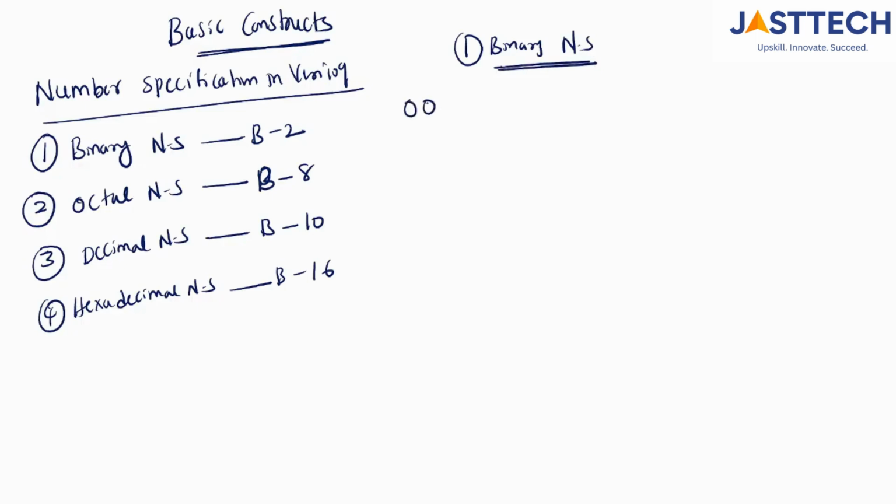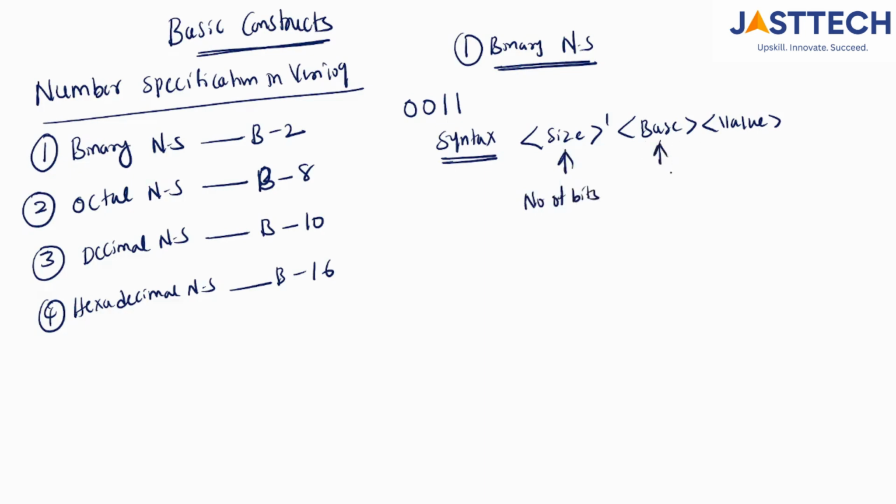Suppose if I want to represent 0011, the syntax will be size, tick, base, and value. Size is nothing but number of bits. Base is nothing but base of a number. If it is binary, you will represent small b, and octal means small o, and decimal means d, and hexadecimal means h.